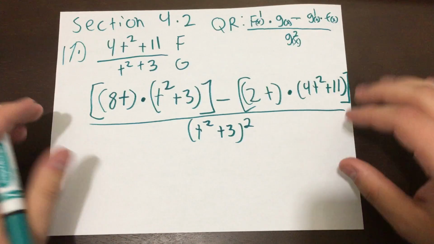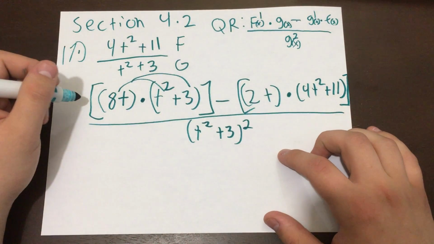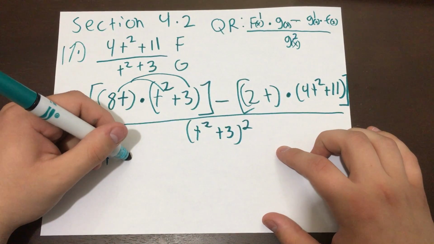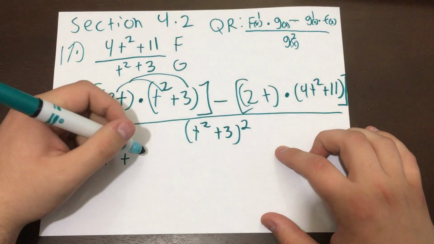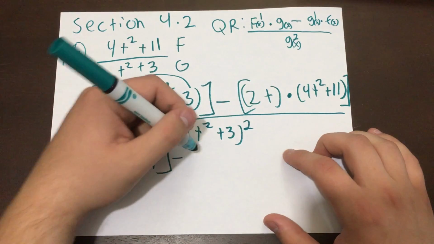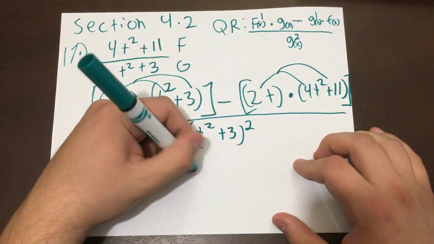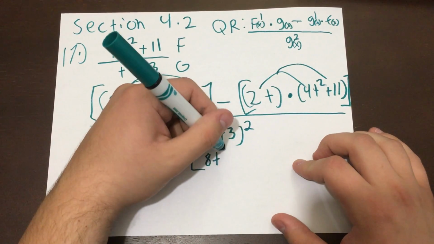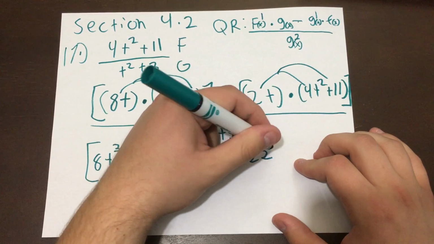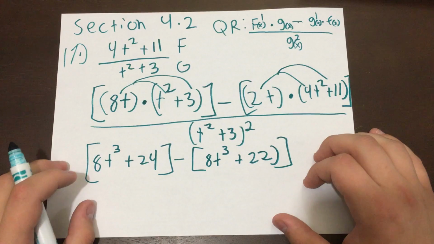squared. So now we can actually go ahead and just distribute that 8t, so it's going to be 8t to the third plus 24t, minus, distribute to the 2t, so it's going to be 8t to the third plus 22t. Now the reason I do this in brackets is so I can show you guys step by step.